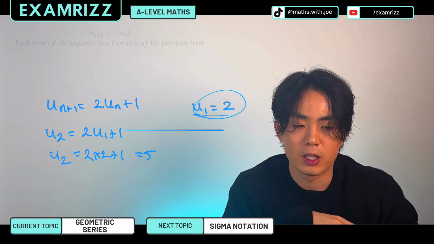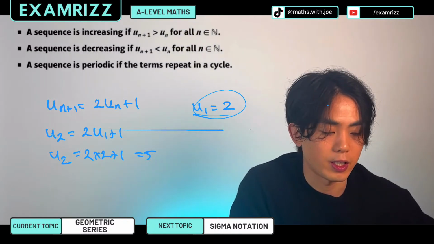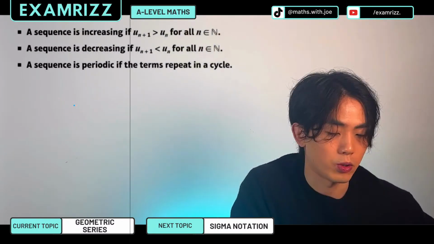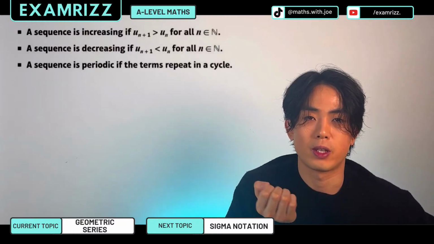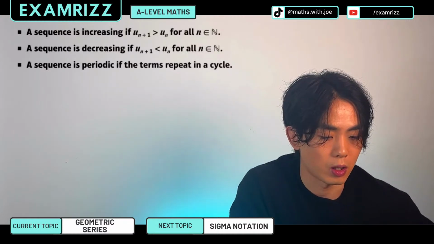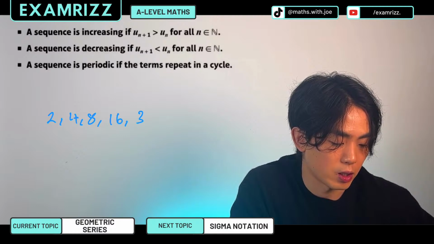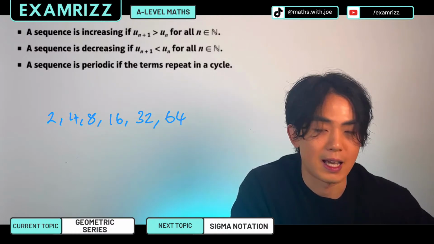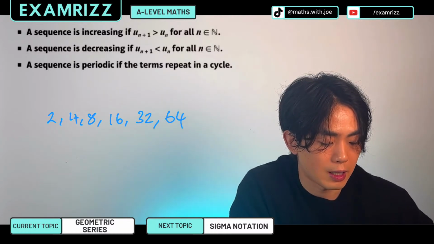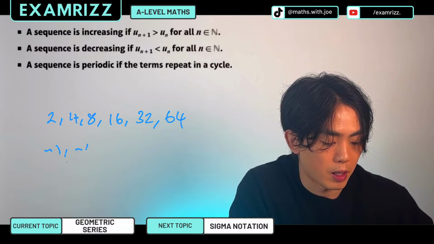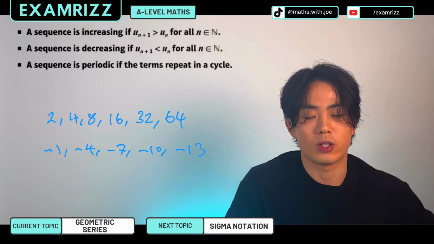The thing to be aware of is that you have to know what an increasing, decreasing or even periodic sequence is. An increasing sequence, or recurrence relation, is when the terms increase in value as we go along. An example would be 2, 4, 8, 16, 32, and so on. This is known as an increasing sequence. A decreasing one is the opposite. It just goes down in value, like -1, -4, -7, -10, -13. This is known as a decreasing sequence.